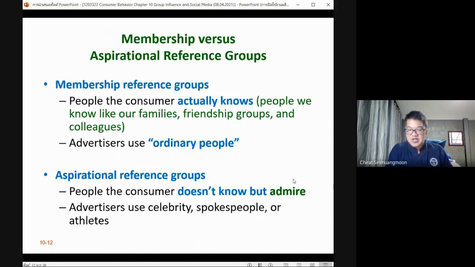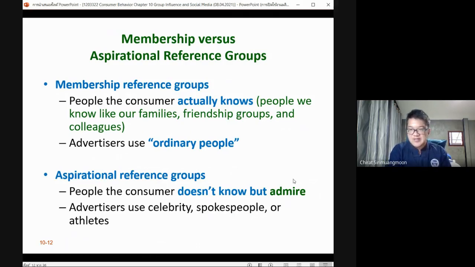Why do we have aspirational? Because you need to draw attention by using the fame or the popularity of the person. It's good for some products, but keep in mind, sometimes some people think that if you use a famous actor or actress, you cannot reach them because they are at a very high standard. So it depends on the type of product and the purpose of the advertising.